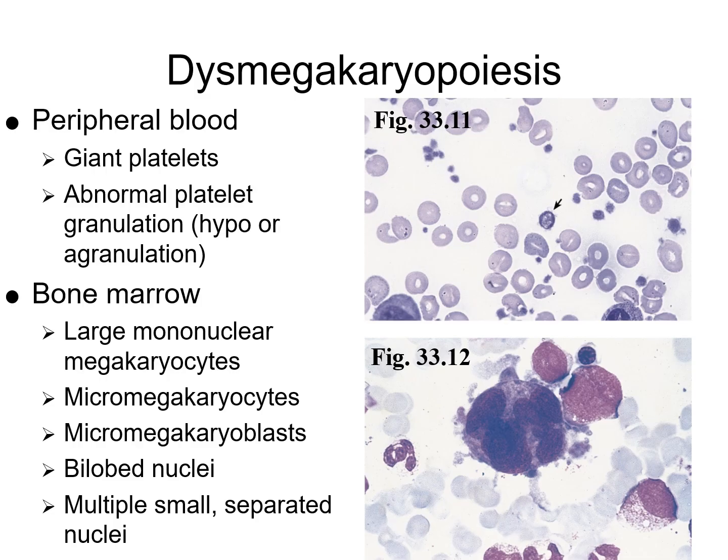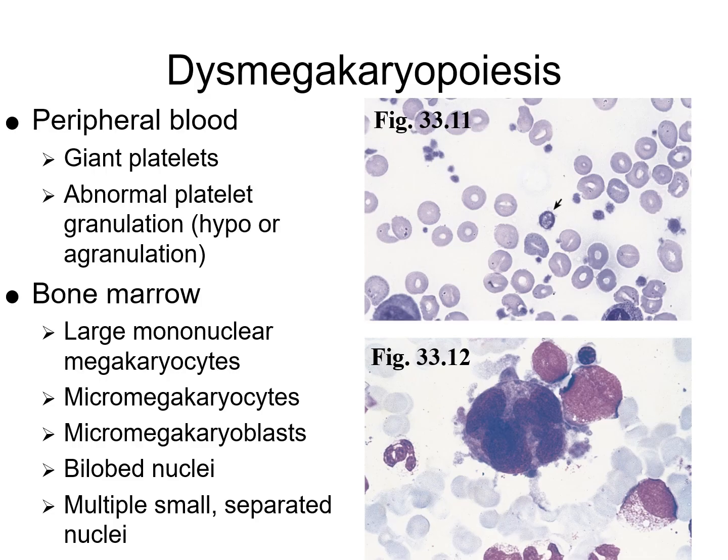As far as bone marrow findings, we're going to see large mononuclear megakaryocytes, so these are megakaryocytes with a single round nucleus instead of it being multi-lobed. We may also see micromegakaryocytes, so these are small abnormal megakaryocytes, and they may look like lymphocytes or even blasts. Then we have micromegakaryoblasts. These are immature and very small megakaryocytic precursors, and these are often difficult to distinguish from other small blasts because they all kind of look the same.